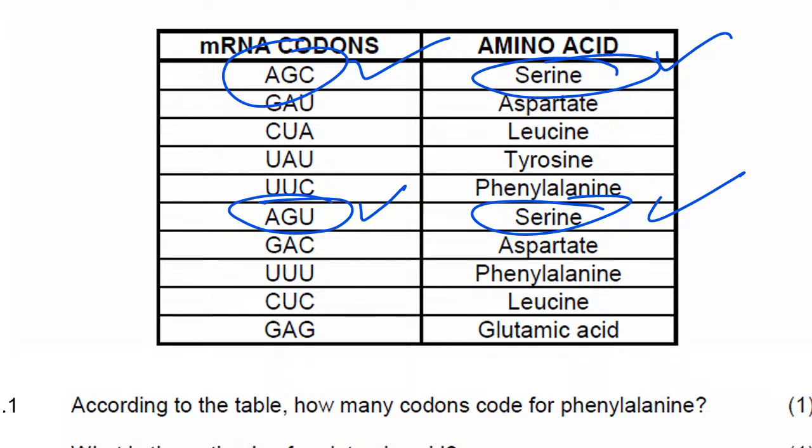Will the protein have any effect? Will there be any effect on the protein? No, because it codes for the same amino acid.